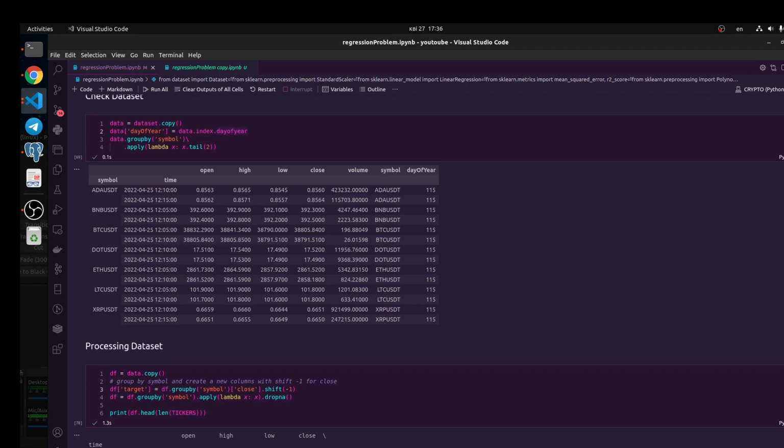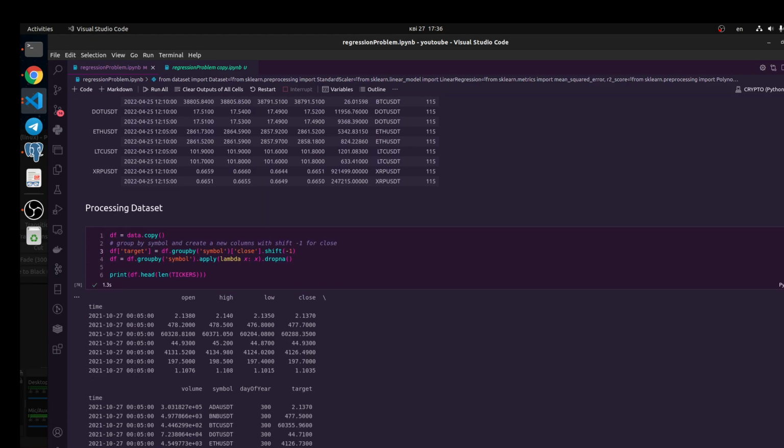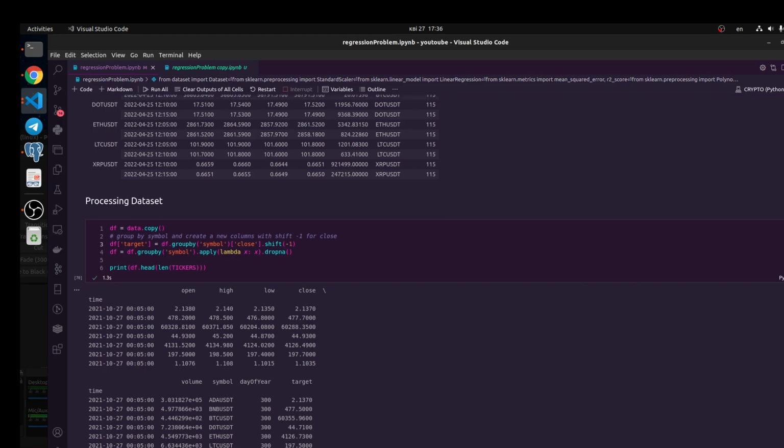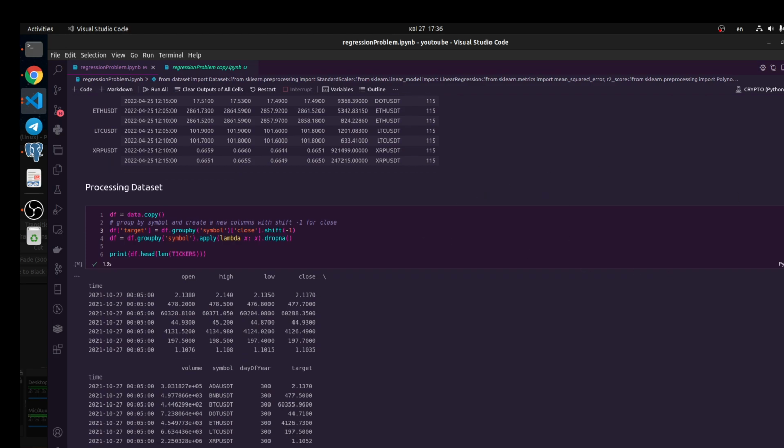Okay, so we downloaded data. I did some improvement. It is here where we calculate the target. So I replaced part of this code, because sometimes a bug happens with the data from Binance.